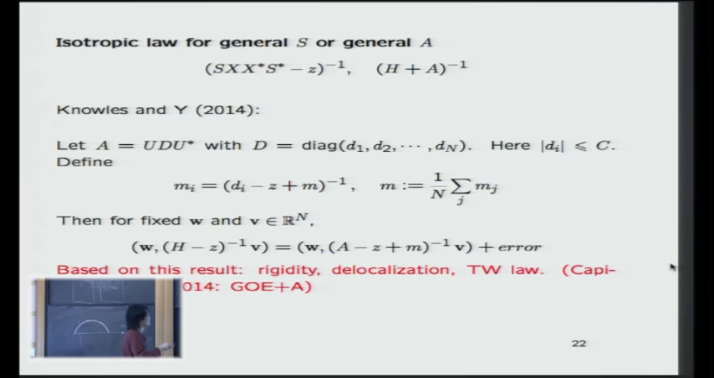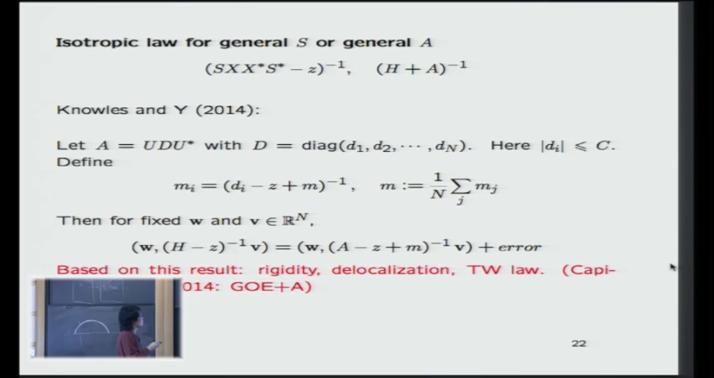Why do I put a minus A here? H plus A minus Z inverse is the resolvent of H plus A, which equals this deterministic matrix in the middle plus an error. And we also believe this error has the optimum bound, but it's extremely complicated.